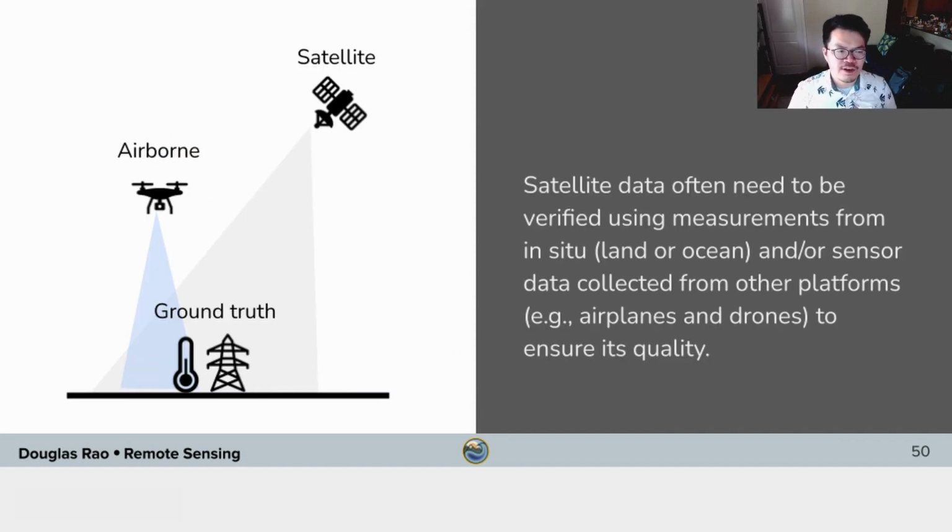The verification or evaluation of satellite data often needs to use measurements from in situ. In situ measurements can be observations from land-based stations or data collected by a buoy, ship, drifter, or other platforms that take direct measurements of the targets over the same areas. Sometimes we can also use data collected by airplanes and drones as a reference to evaluate satellite data.